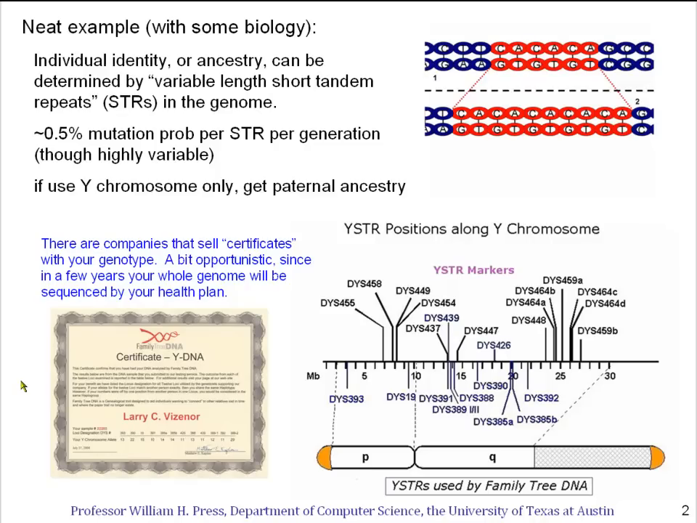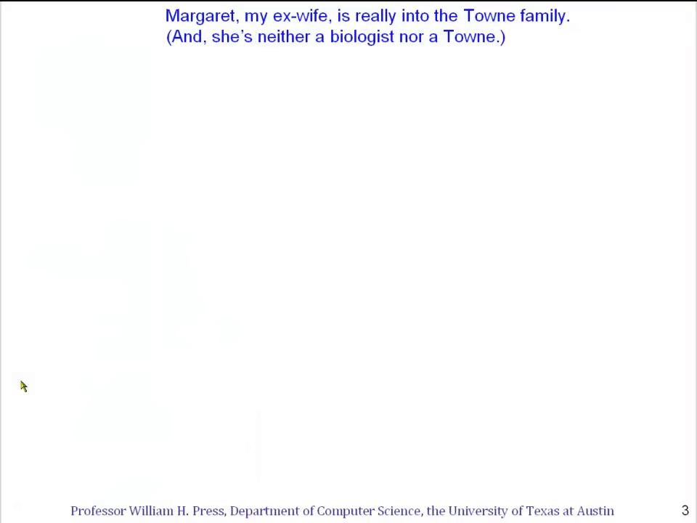Well, how do we get a statistics problem from this? We have to go to Margaret, my ex-wife. She's a great ex-wife, and she really got interested in the Towne family. The Towne family is an old New England family, and I have to tell you that Margaret is neither a biologist nor a Towne. This was just something that she got interested in.